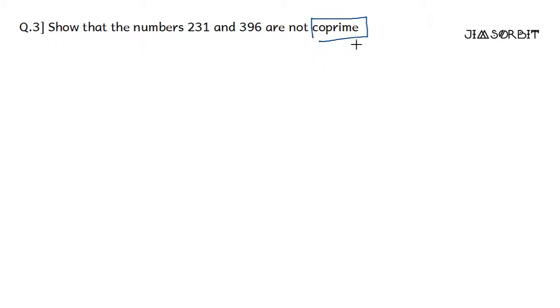Co-prime numbers are the numbers which have HCF 1, or in other words, those numbers which have only 1 as their common factor. There is no other common factor other than 1. Okay, these are called co-prime numbers, but we have to prove not co-prime. For co-prime we have the definition that HCF is 1. Let us check whether the HCF of these two numbers comes to 1 or not. Okay, so consider this 231 and 396.